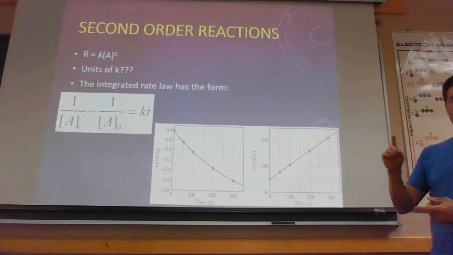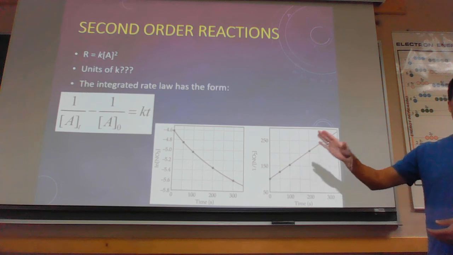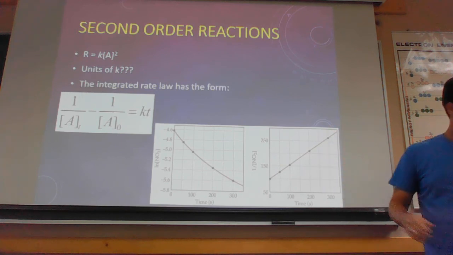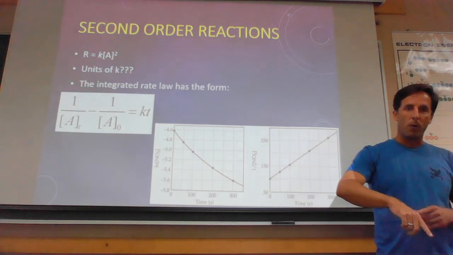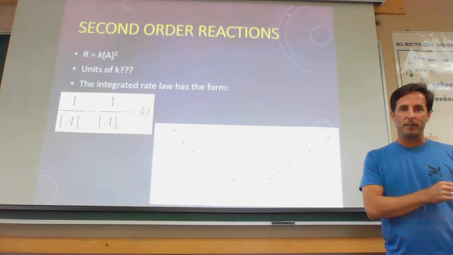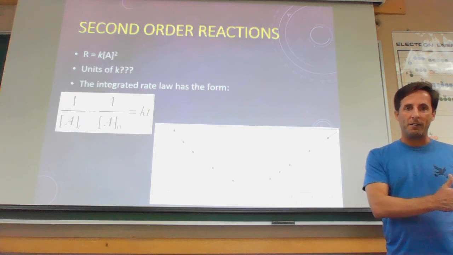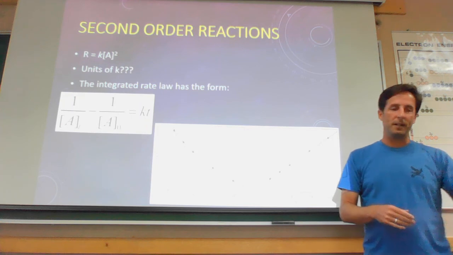So we got the natural log graph and the 1 over concentration graph for first order and second order. I'll finish that: when we get to zero order, we're going to have a case where the concentration versus time graph is linear. So again, there's 3 total graphs. Which one's linear will determine what the order is for us. Again, we'll see that in a few minutes.